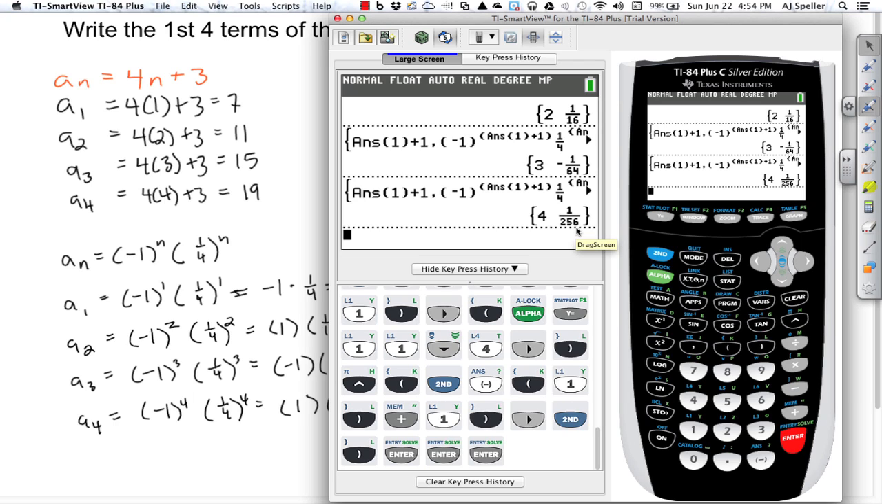Alright, so that sums it up with this video, where we're using the general term to figure out terms in a sequence, and we use the TI-84 calculator to help us verify those answers.